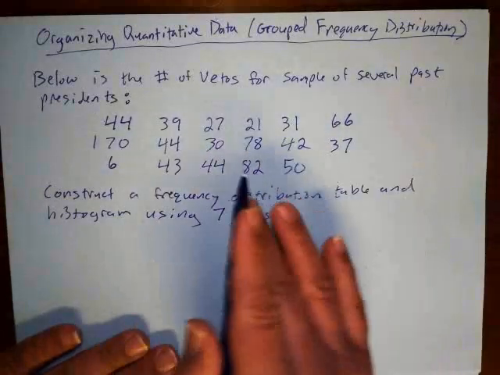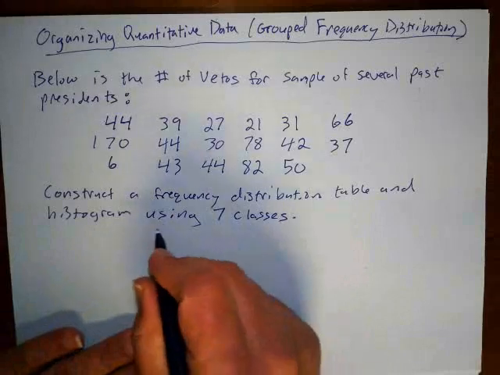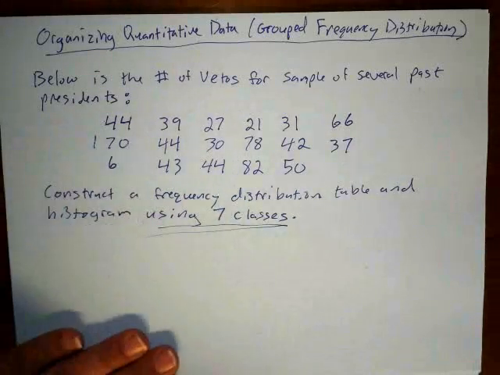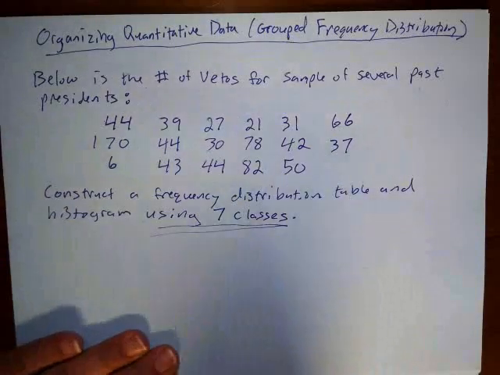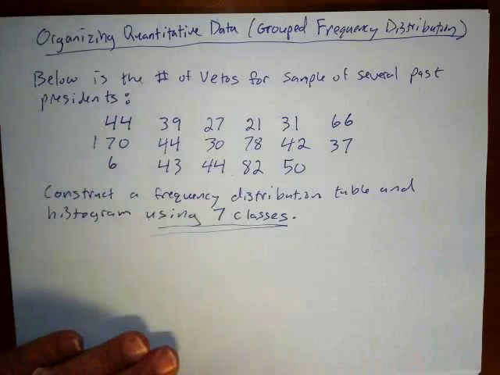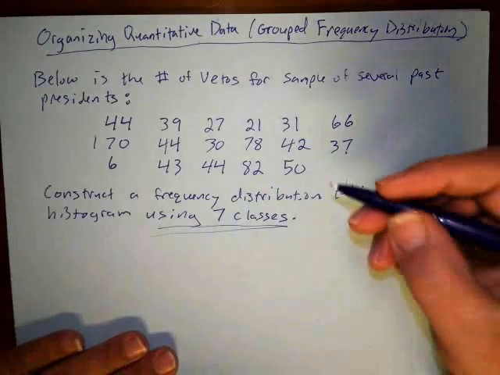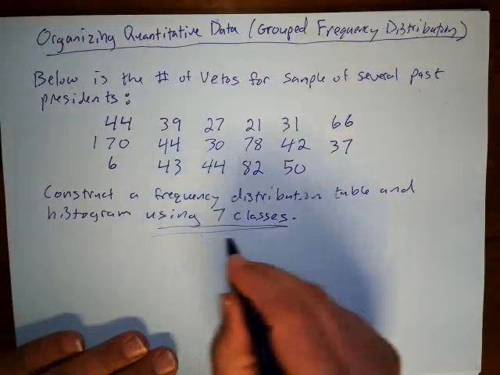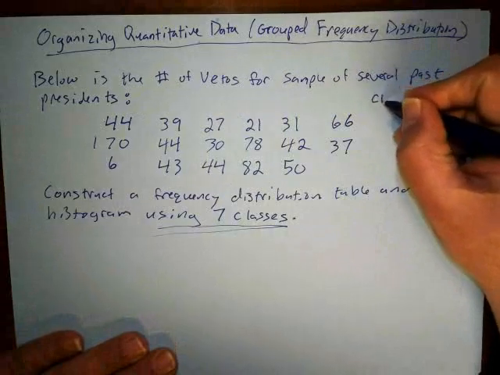Notice when I tell you to make the histogram, I give you one bit of information, and that is I tell you how many classes to use here. So it says construct a frequency distribution using 7 classes. So the first thing you need to do is determine the class width. So like the college tuition example, the class width was like 2,500, okay? So what we need to do is determine the class width for this distribution using 7 classes. So what I'm going to do is show you the formula for that.